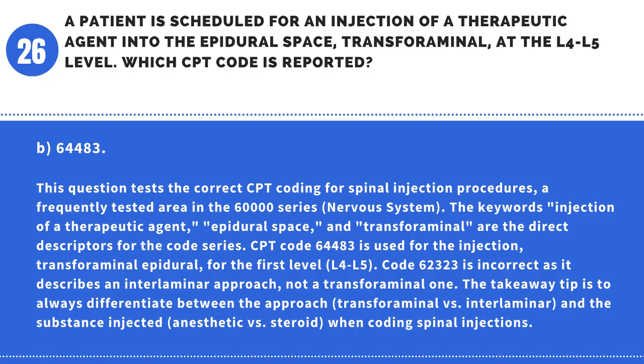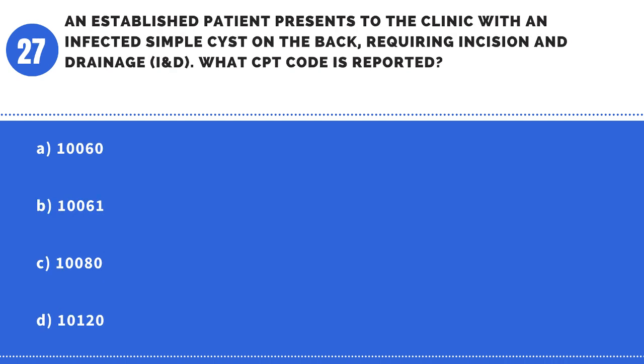This question tests the correct CPT coding for spinal injection procedures, a frequently tested area in the 60,000 series, nervous system. The keywords injection of a therapeutic agent, epidural space, and transforaminal are the direct descriptors for the code series. CPT code 64483 is used for the injection, transforaminal epidural for the first level, L4-L5. Code 62323 is incorrect as it describes an interlaminar approach, not a transforaminal one. The takeaway tip is to always differentiate between the approach, transforaminal versus interlaminar, and the substance injected, anesthetic versus steroid, when coding spinal injections.